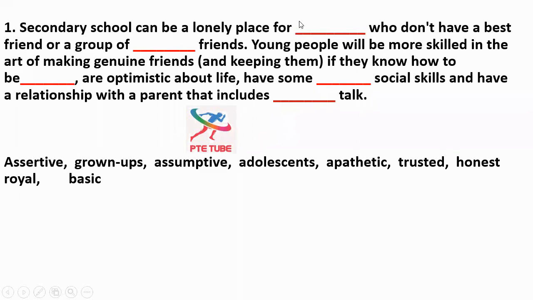Secondary school can be a lonely place for whom? For somebody, right? After the word for, what comes? We have already used this word in our schooling, in all our education levels, even in conversation. After for, something comes. What is it? Something that is related to school. So we'll have a look at those kinds of words. Grown-ups, for grown-ups, for assumptive can't come. Adolescents, yes. Adolescents matches the best. We'll again have a look at other options as well. So nothing else goes there. Hence, the answer for the first blank is adolescents.